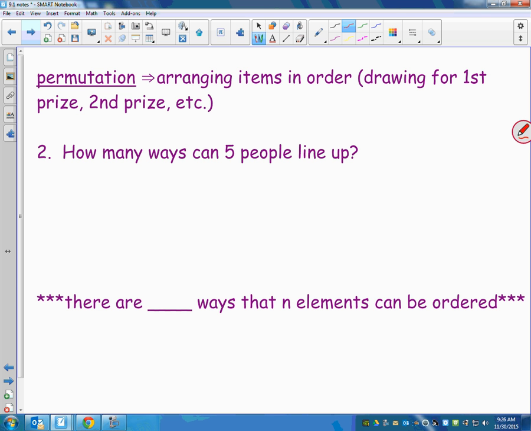Permutations are when you arrange items in orders. Like how many ways could you have first, second, and third place in a race? Order matters, because if I get first and you get second, that's a different combination than if you get first and I get second. So it's when order matters. So I think you should write order.